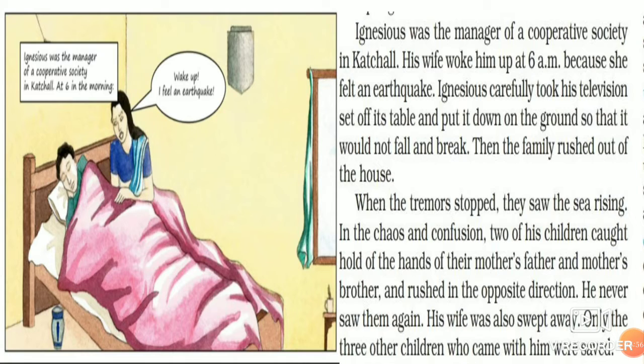When the tremors stopped, they saw the sea rising. In the chaos and confusion, two of his children caught hold of the hands of their mother's father and mother's brother and rushed in the opposite direction. He never saw them again. His wife was also swept away. Only three other children who came with him were saved. When the vibration stopped, they suddenly observed that the seawater was rising. Before they could react, they started running in the opposite direction. His children were moving with their mother's father and mother's brother in the opposite direction.